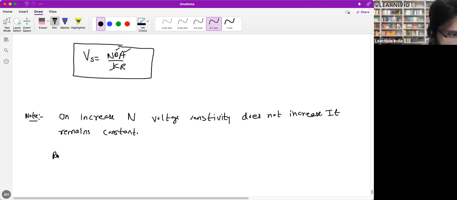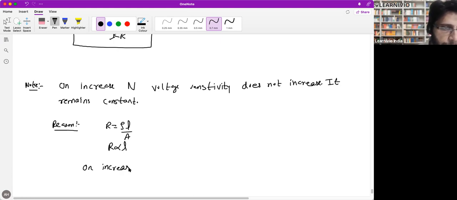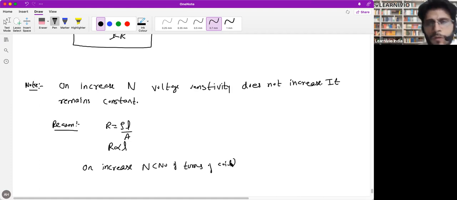See, what's the reason for this statement? We know that the formula of resistance is rho L by A. Resistance is directly proportional to length. So if I increase the number of turns in the coil, that means I'm increasing the length of the coil. On increasing N, the number of turns of the coil, the length of the coil increases.